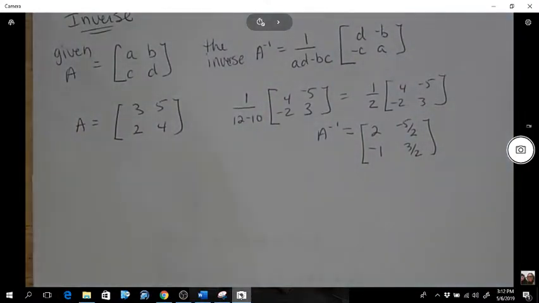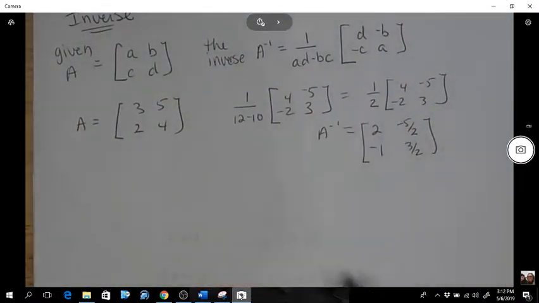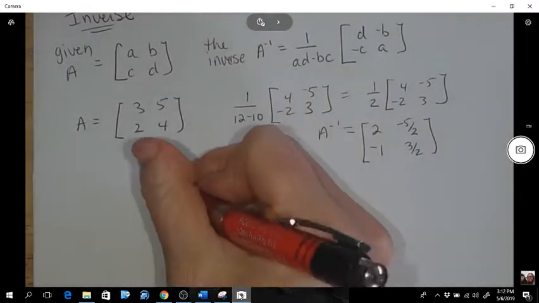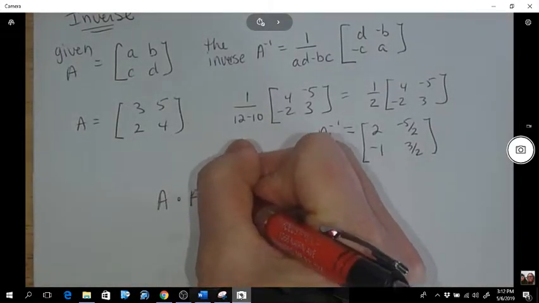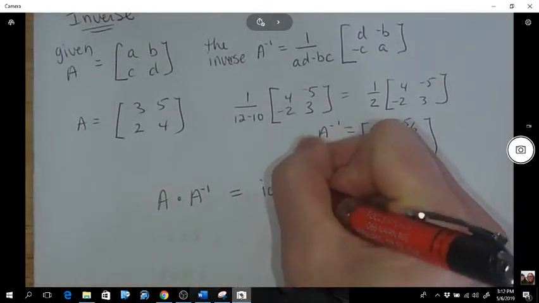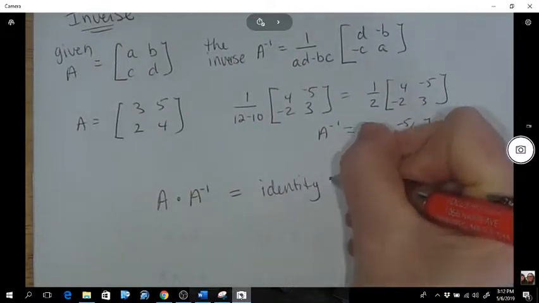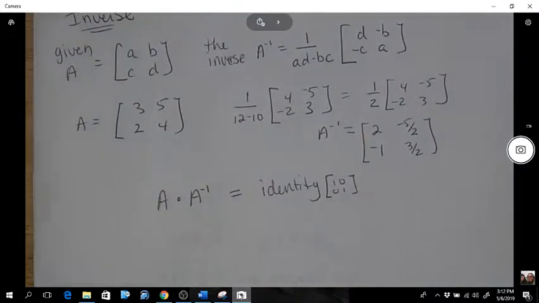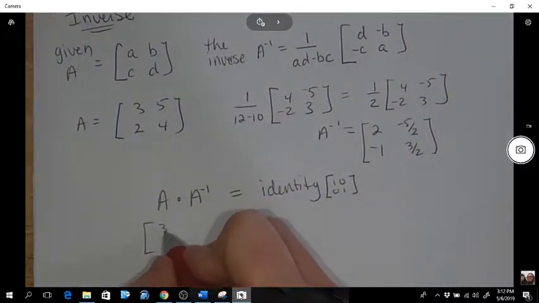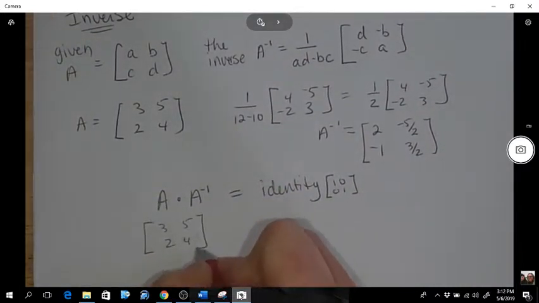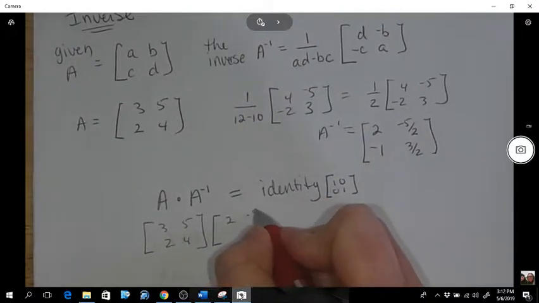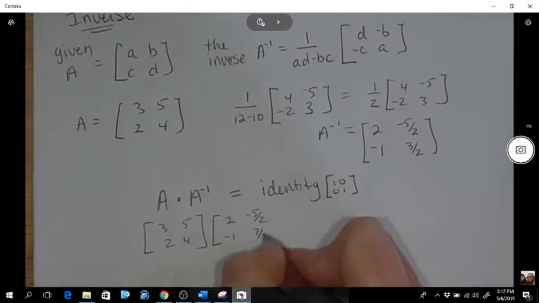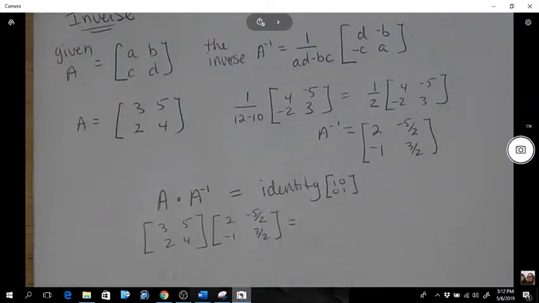Now here is a property that you need to know. If you do A times A inverse, you should get the identity matrix, which in our case would look like that because it's a 2 by 2. So let's check it out. 3, 5, 2, 4 times 2, negative 5 halves, negative 1, 3 halves, and see what we get.